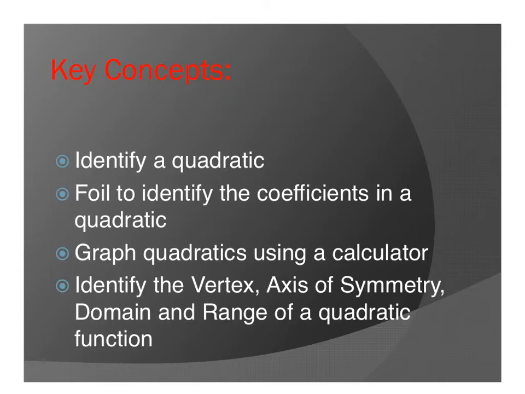In this set of videos, you're going to want to be able to do a few key things here. One would be identifying a quadratic. We also want to be able to FOIL to identify the coefficients in a quadratic, graph the quadratics using a calculator, and also identify our vertex, axis of symmetry, domain, and range of the quadratic function. So we use this as a checklist to see if we accomplished everything that we wanted to accomplish in this section.